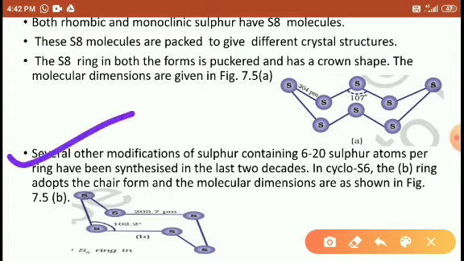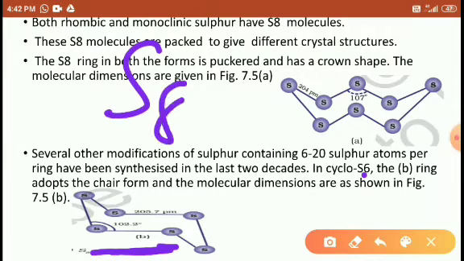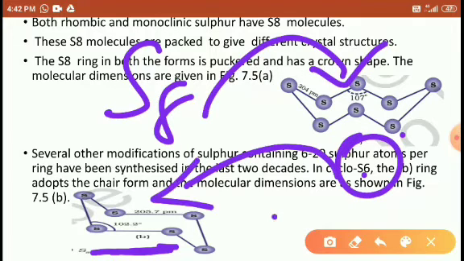Right. There are several other modifications. Sulfur rings containing 6 to 20 sulfur atoms per ring, in cyclic form. S6 looks like a six-carbon-atom chain, a chair form structure. S8 looks like a crown-like structure. S6 looks like a chair form structure.